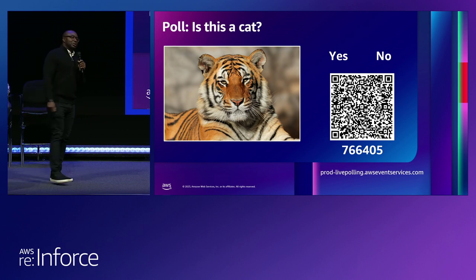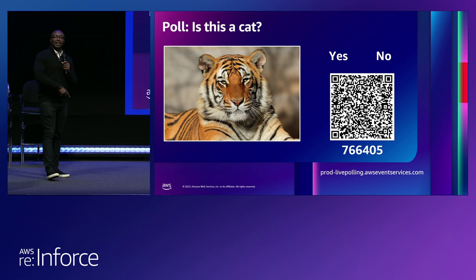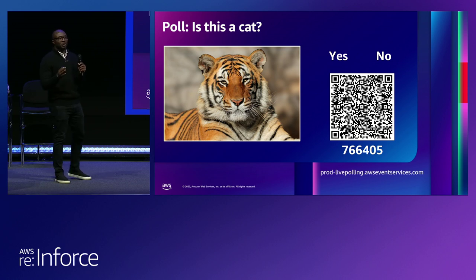So I hate to break the news to you. It's not a cat. And I always do this: when people say it's a cat, I say it's not a cat. When people say it's not a cat, I say it's a cat. So what we did here is we constrained the options you have to answer this question to binary options. You either say yes or no.